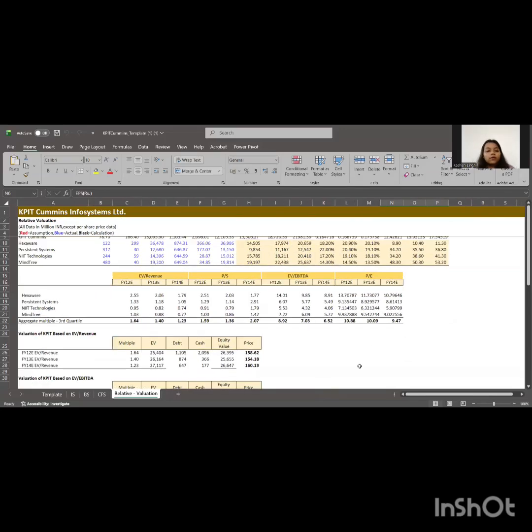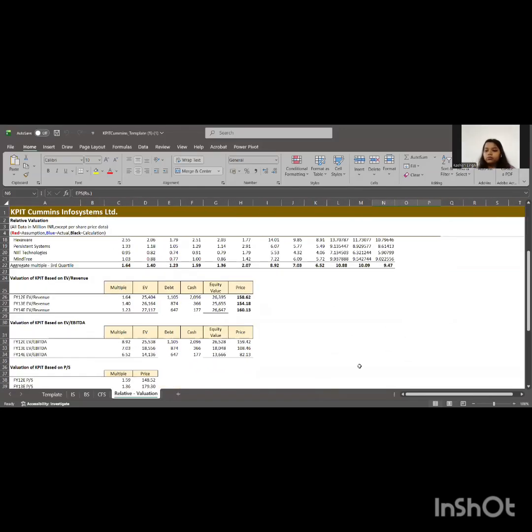This gives us the intrinsic per share value based on relative valuation. If the fair price is higher than the market price, the stock might be undervalued. If it's lower, it might be overvalued.